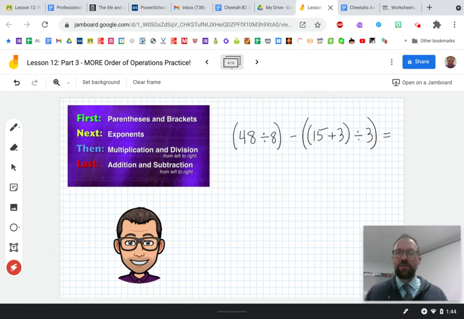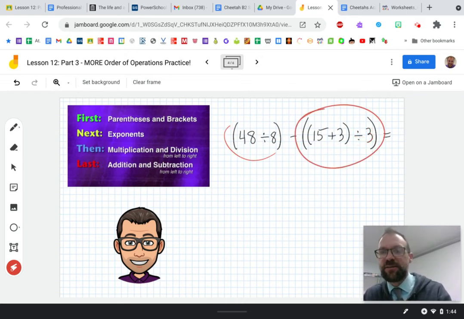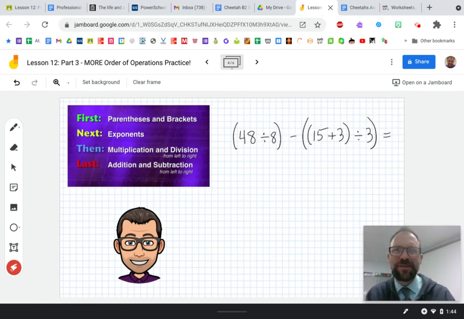All right, wow. Here, we have a lot of parentheses. I see 3 sets of parentheses yet again, but this time, they're not all nested. They're not all one inside the other. Here we have a set of parentheses around 48 divided by 8. And then we have a set of parentheses around 15 plus 3. And then that is inside another set of parentheses that adds a divided by 3. So with 2 sets of parentheses here, 2 kind of groups, which one do we do first?